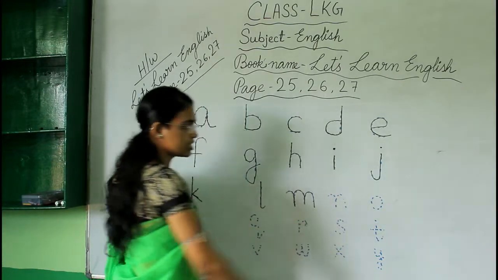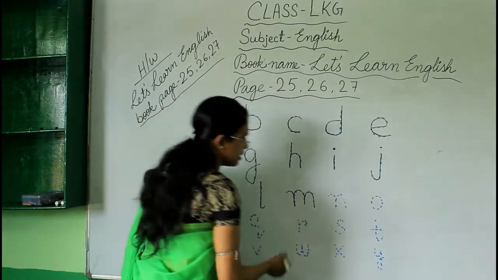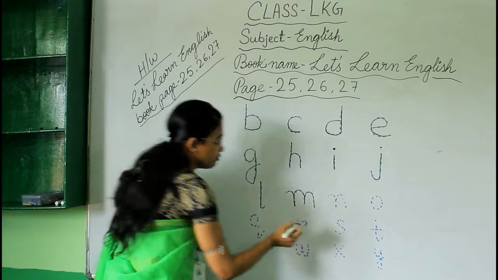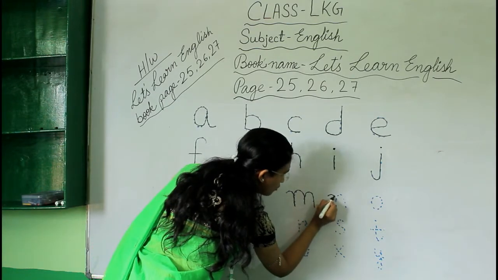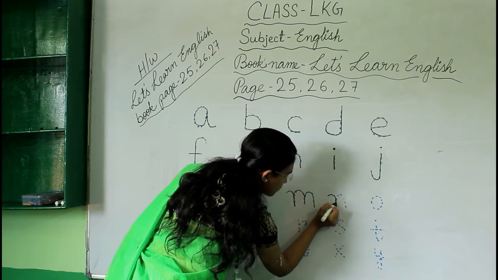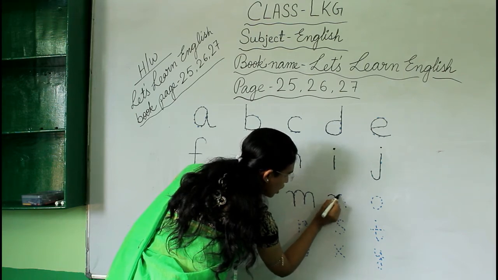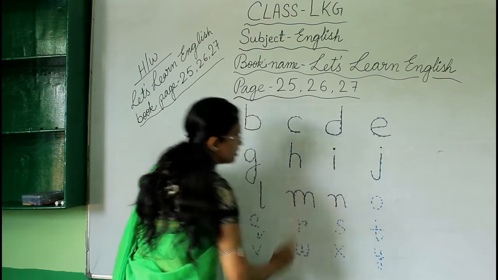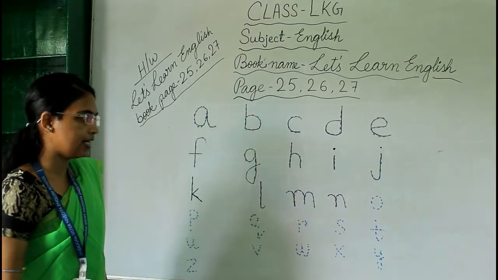And which letter is this? Yes, small letter N. For this what we have to do? First we have to draw a curved line, then a straight line, then again from here we have to go up and draw a curved line, then a straight line. This is small letter N.